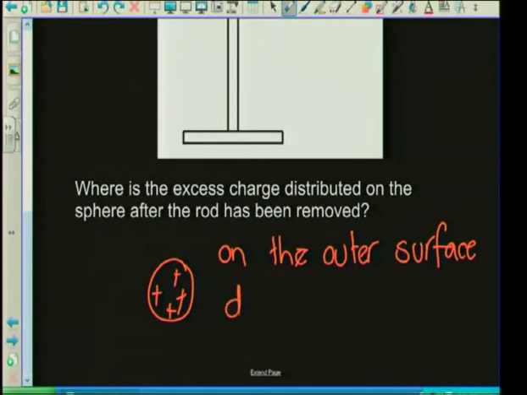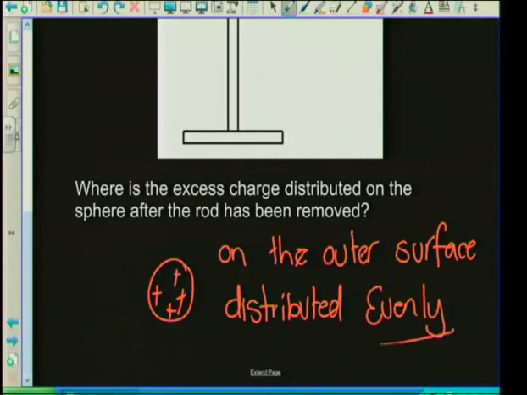And remember, it's going to be distributed evenly. What am I looking for? Even distribution on the outer surface. Didn't ask you what the charge will be. Didn't ask you if it's going to be positive or negative. I just asked you where it will be. Okay? Nice and easy.